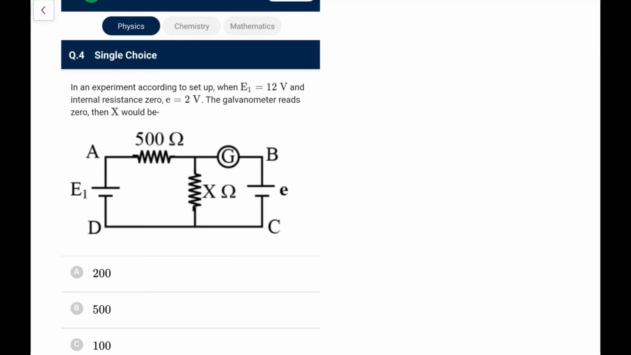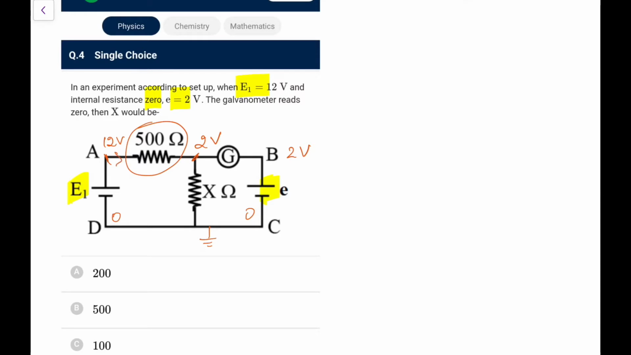Next, in an experiment, according to the setup, E1 is 12 with internal resistance 0, and small e is 2. We'll assume internal resistance to be 0. The galvanometer reads 0, then X would be? So the galvanometer is reading 0. If I consider this point to be grounded, at 0 potential, this would be E, meaning 2 volt, and if no current is flowing, this is 2 volt, and this is just 12 volt.